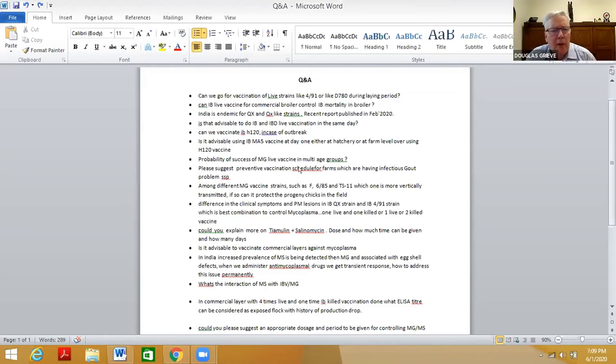Yeah, agreed. And even though MA5 and H120 are basically Massachusetts type viruses, they do provide some different cross protective properties. So using the two together in a program would broaden the cross protection. Not a lot, not like if we were using a different serotype vaccine, but I think any opportunity for us to include whatever strains are available to us in India makes for a more cross-protective immunity in the end.